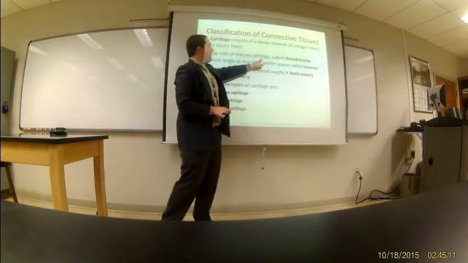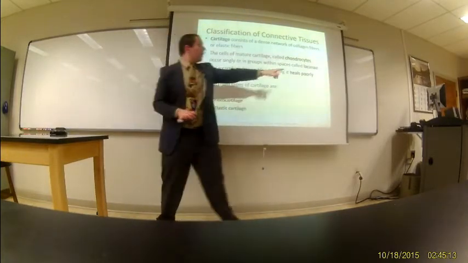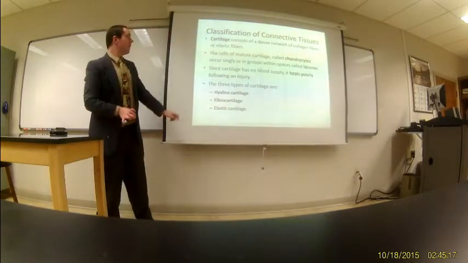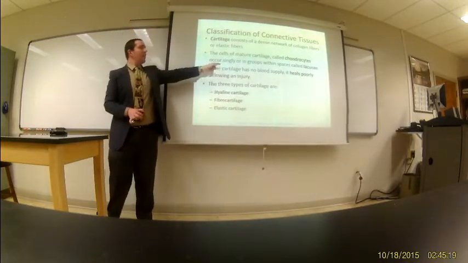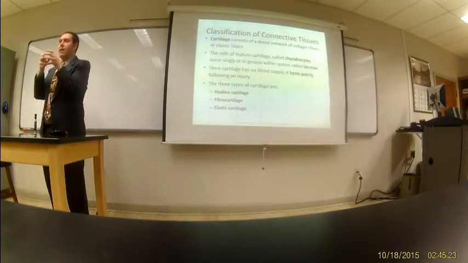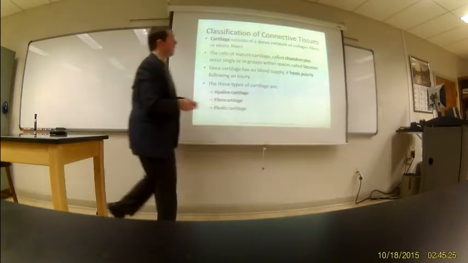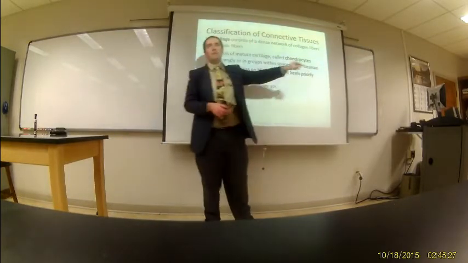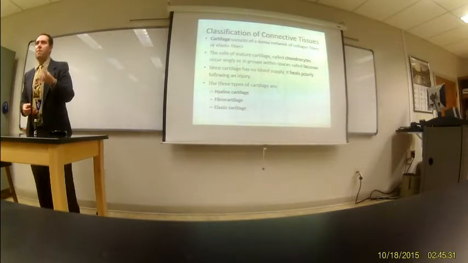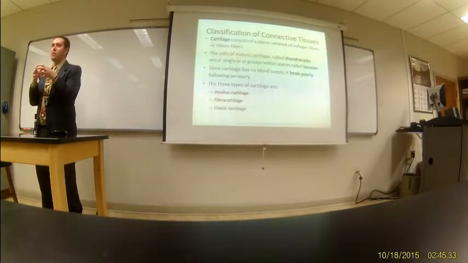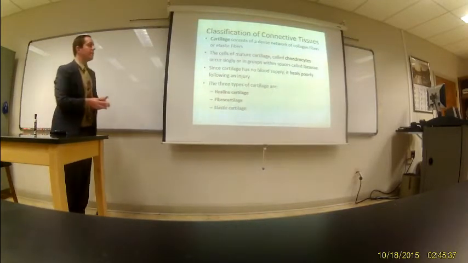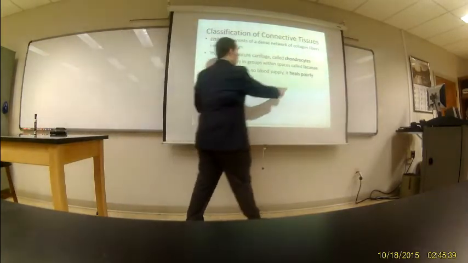The cells that make cartilage are called chondrocytes. They live, we'll see, in their little homes, their little empty spaces in the collagen. Those spaces are called lacuna. We'll see the same thing in our bone. The cells that make these very, very hard tissues have to create a little space for themselves, and that space is called a lacuna.